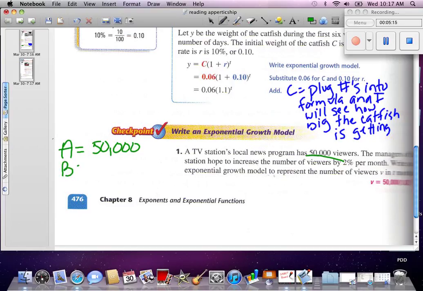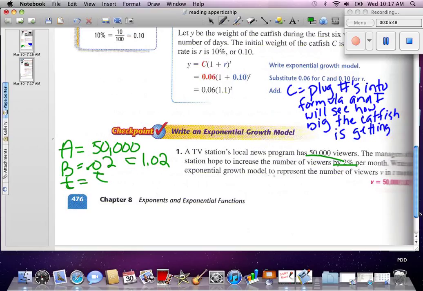My B stands for my rate or my percent. I know that from yesterday's notes. So I'm going to plug in 2%, which is 0.02 as a decimal. Now, if I choose to use the AB to the X model, what do I have to add to this 0.02? A 1. So really it's going to be 1.02. Now I have T for the time. And we just know that it's going to be to the, in T months. We don't know what it is.